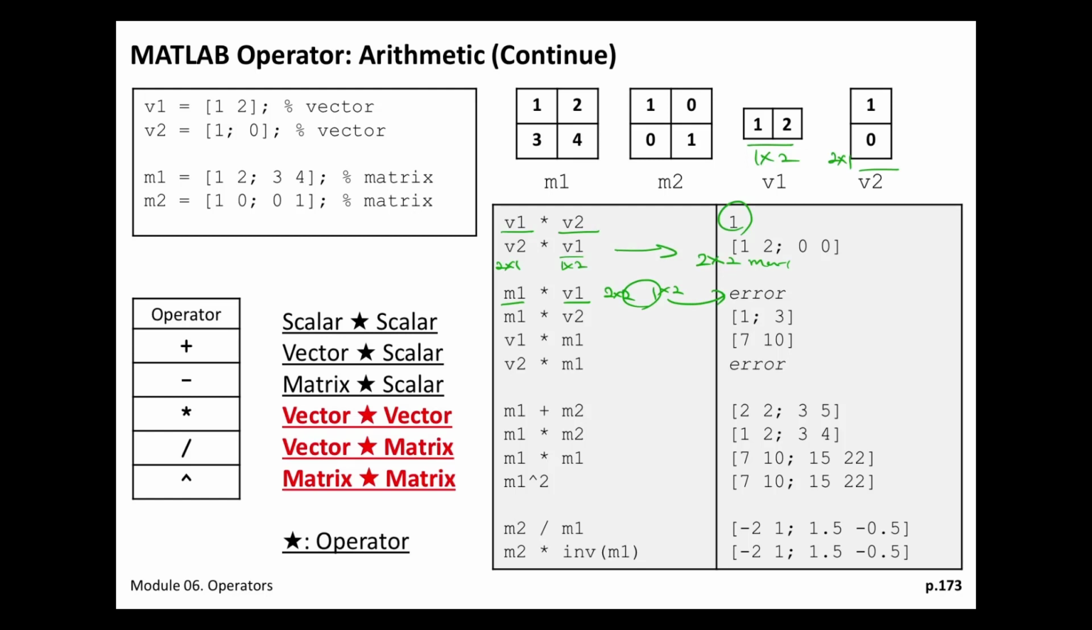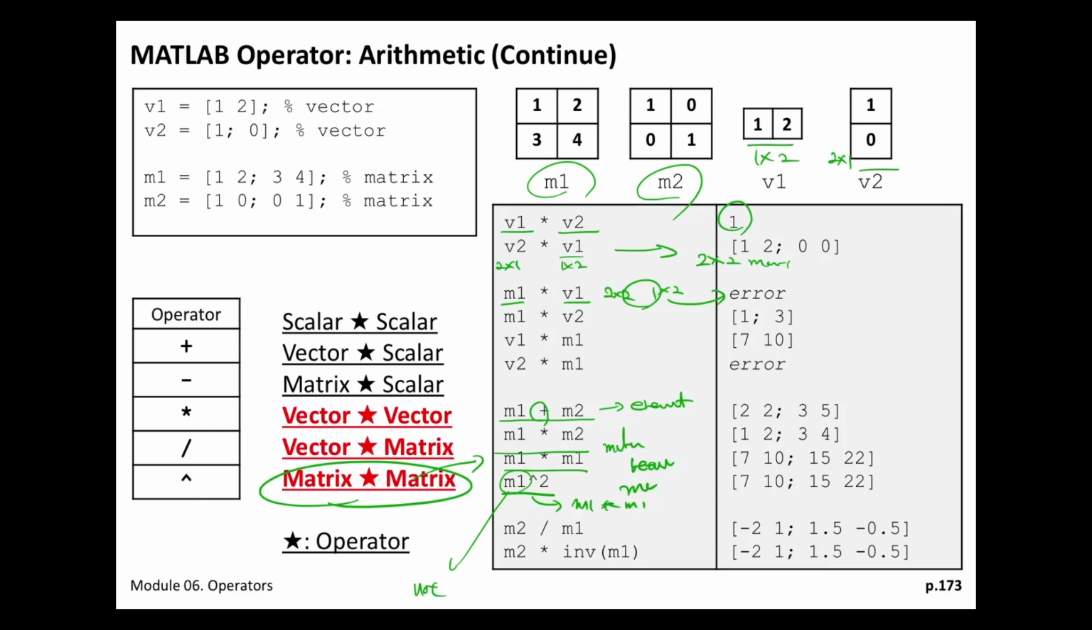Okay, what about this one? This one is a summation, an element-wise operation, right? M1, M2. This one is just a multiplication. M1 is like a multiplication between matrices, in this case. Okay. What is this one? This one is M1 times M1. That's why, since this M1 is not a square matrix, this one is producing an error.